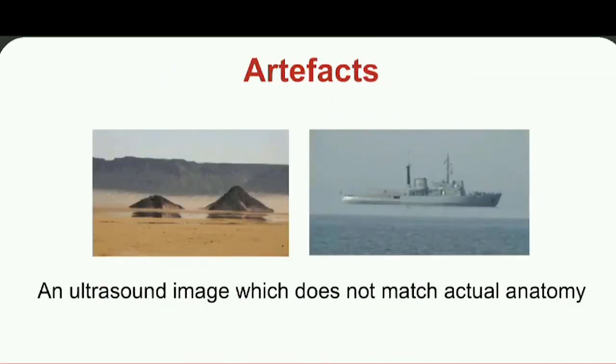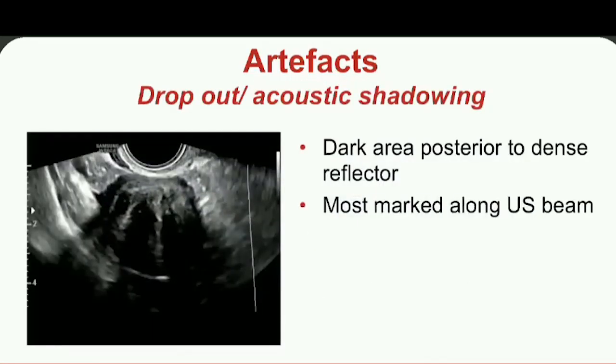Right. Then we come to artifacts. Whenever you do ultrasound, there are some portions of the image which appear to be real but are not real. So artificial echoes masquerading as factual echoes, that's what we call artifacts. The ultrasound image does not match the anatomy.